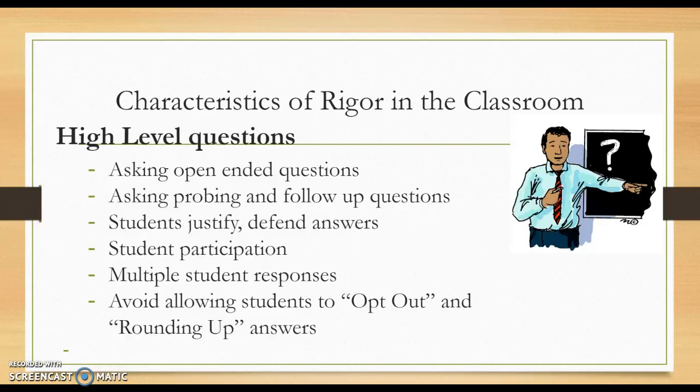We also tend to round up or provide correct answers. If we ask a question and a student is not able to answer, do we ask a follow-up question? Or do we just provide the answer? Or if a student answers a question that is partially correct and then we provide the full correct answer, we're rounding up that answer, so the student doesn't really need to answer the question correctly because we round up to the correct answer for them.